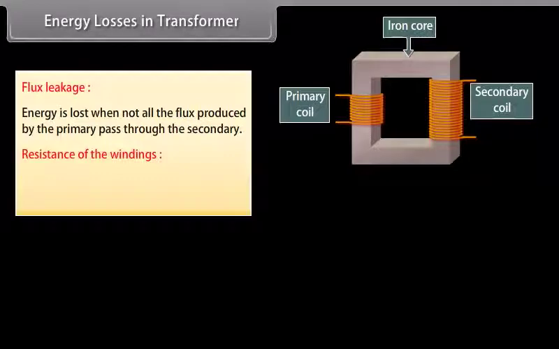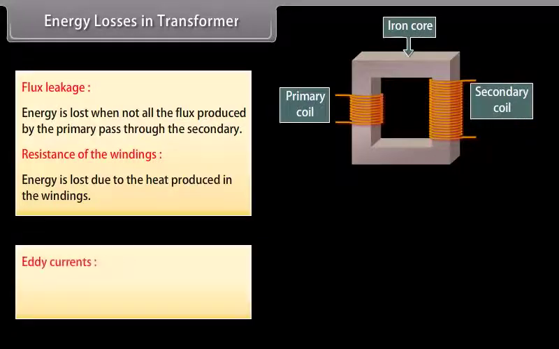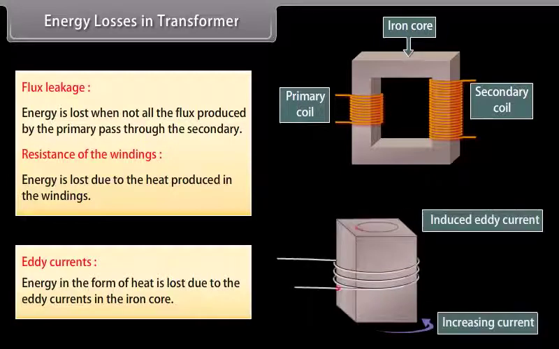Resistance of the windings: energy is lost due to the heat produced in the windings. This loss can be reduced by using thick wires. Eddy currents: energy in the form of heat is lost due to the eddy currents in the iron core. This loss is reduced by using a laminated core.